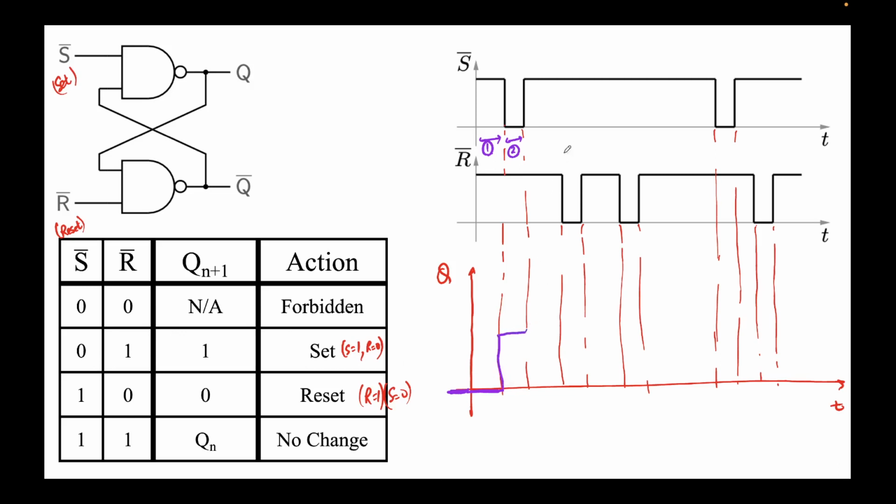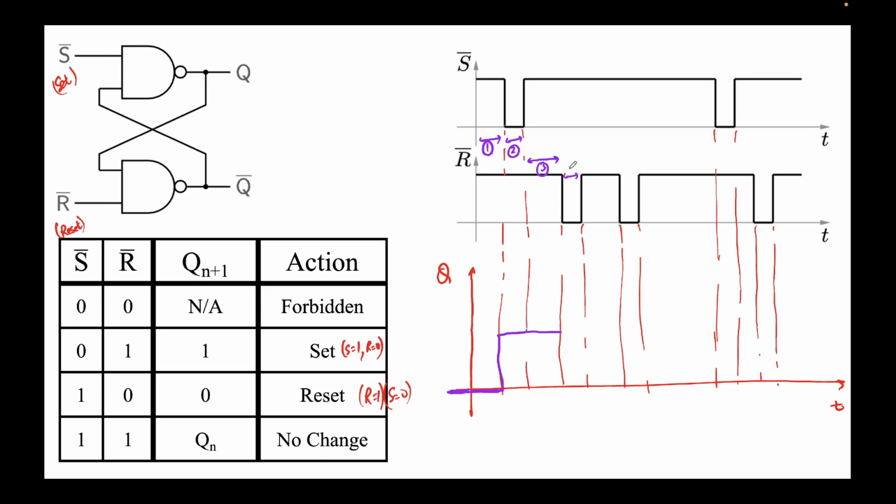Okay, let's see the third period now. The third period is from here to here. In the third period, we see S bar is 1 and R bar is 1. Again, no change. So in the third period, whatever value was in the second period will remain the same. The second period was high, so in the third period it will remain high.